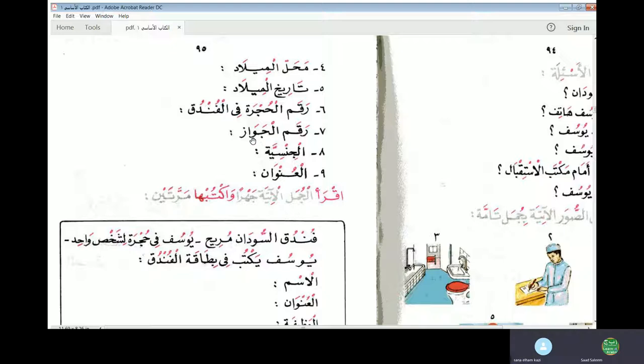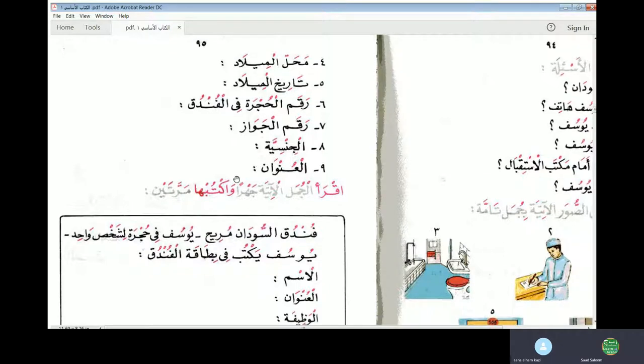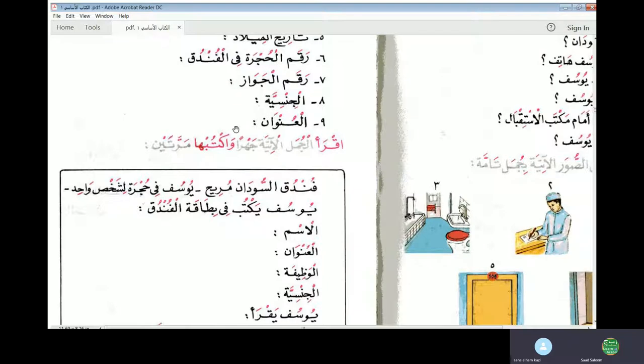Raqmul jawaz, passport number. Just 1 2 3 4 5, yeah, so just split and say wahid, ithnan, thalatha, arba'a. Jinsiyya al-hindiyya. Al-unwan, unwan is address. Job, right, address.